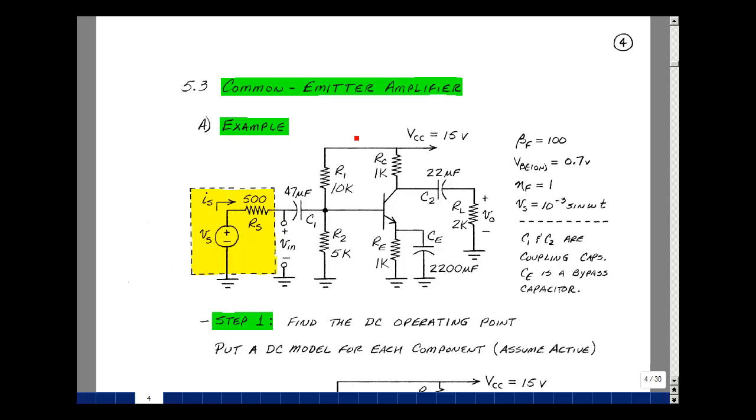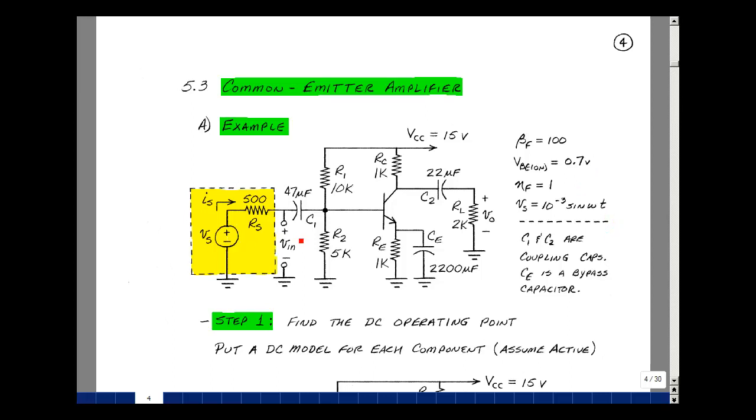Here I've got a transistor that's going to be biased in the active region. And what I've got hooked up here is an AC source that has a Thevenin equivalent. Typically this is a pure AC source, but if there's a DC component, we're going to block it with a capacitor. Let's assume that the value of beta F for this transistor is 100, and VBE on is around 0.7. n F is 1, and this signal is just 1 millivolt sine omega t.